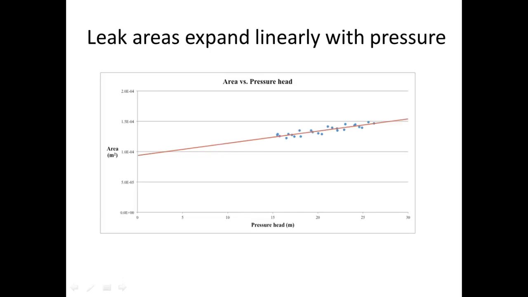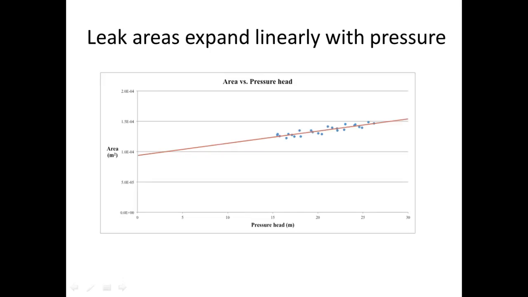And what we found essentially is that leak areas vary linearly with pressure. And it doesn't matter what pipe material, diameter, stress conditions, type of leak, we always get this linear behavior. There are some exceptions, but we can generally ignore them.